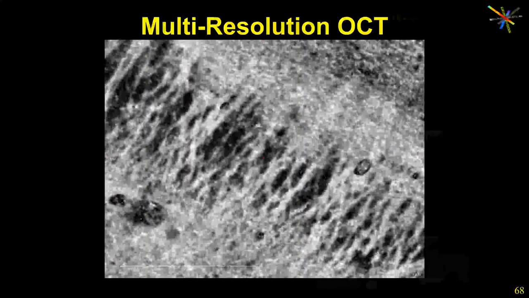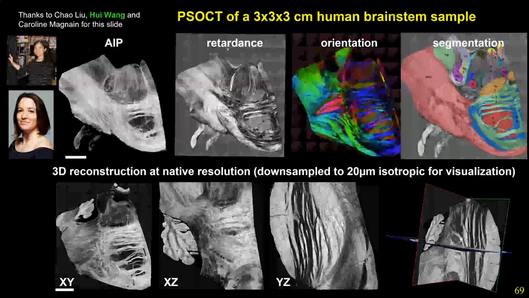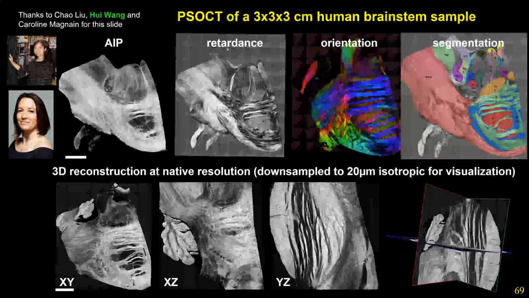Another trick we can play with OCT is we can put polarization on the incoming light. And this means when we look at the polarization state of the returned light, we can infer something about the optic axis of the thing that we were imaging.